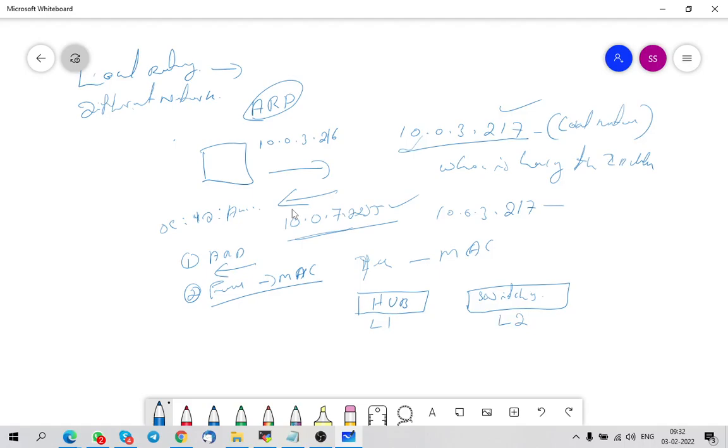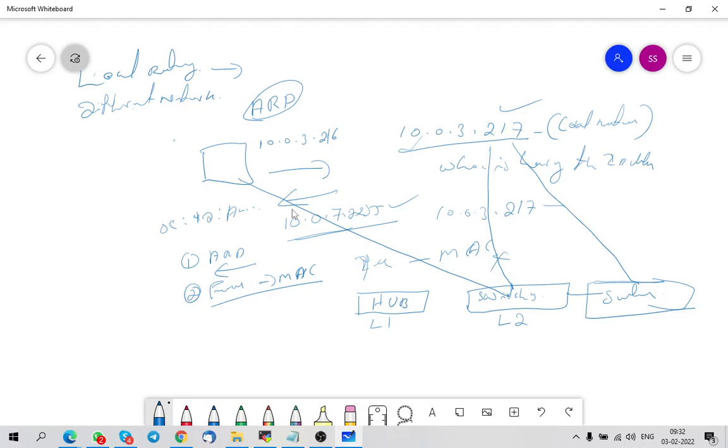I will explain why they are called layer 1 and layer 2. Concept-wise, both of these are connected to the switch. So we are saying that 216 and 217 are connected to the switch. It can go across the switch also. That means there is another switch here and it is connected together. That is also possible. That means this can be connected to this switch also. So in that case also this broadcast will happen.